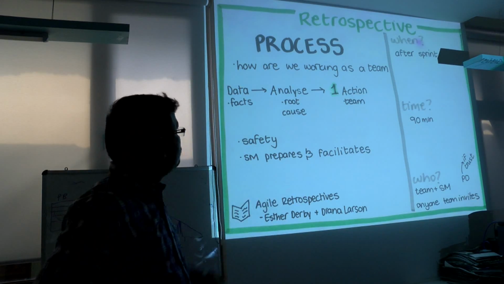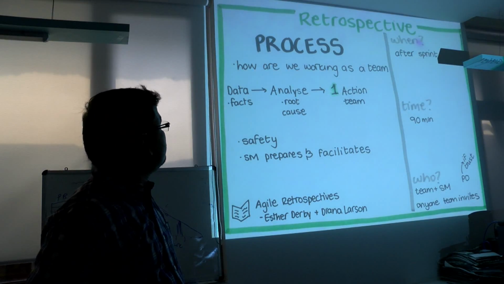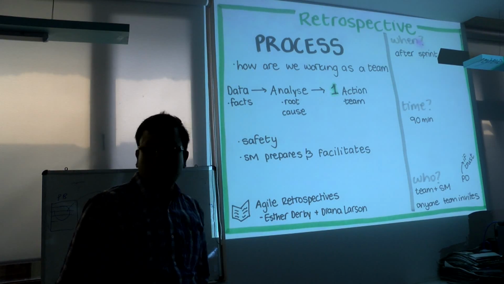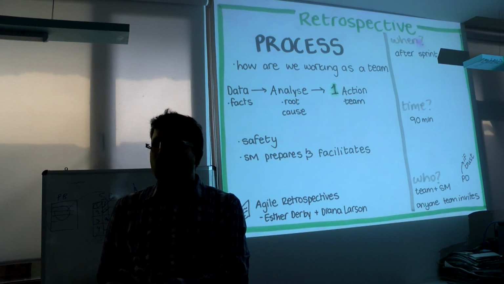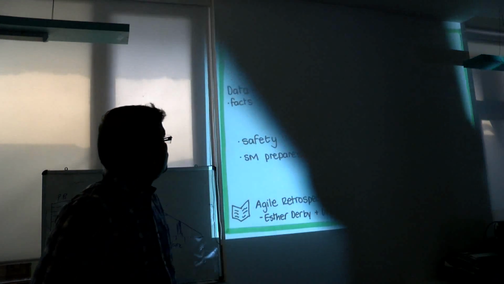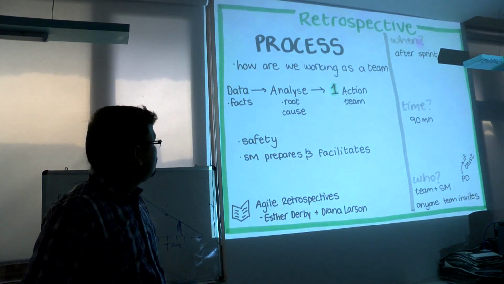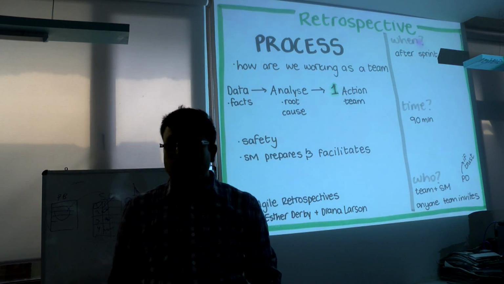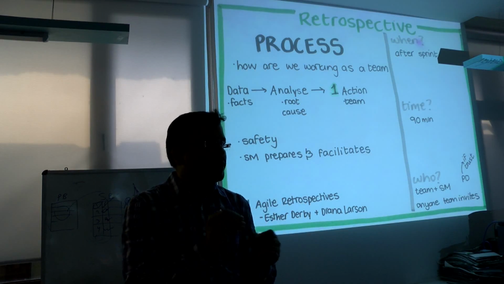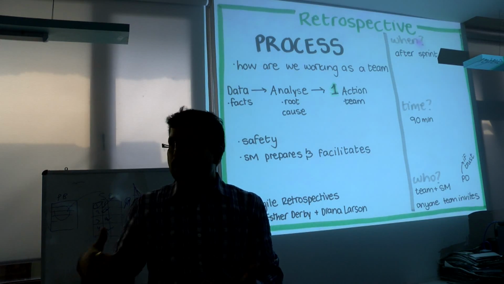Agree? Now come. So how are we working as a team? Data facts, analyze root cause, action. Team means what we have done, is there any problem, any type of root cause analysis we can do here. Safety, a Scrum Master prepares and facilitates. What will a Scrum Master do? A Scrum Master will prepare a document, if there is a document that would be helpful as a lesson learned.